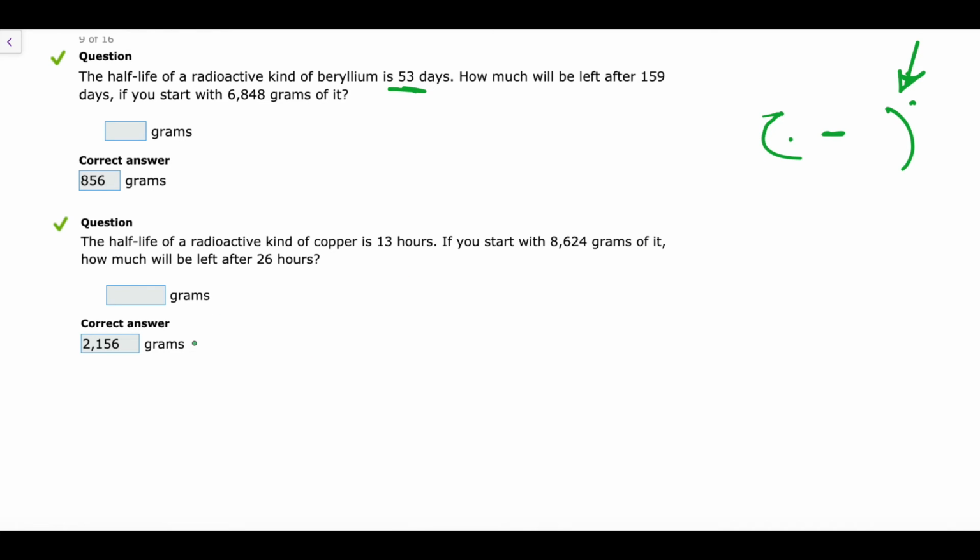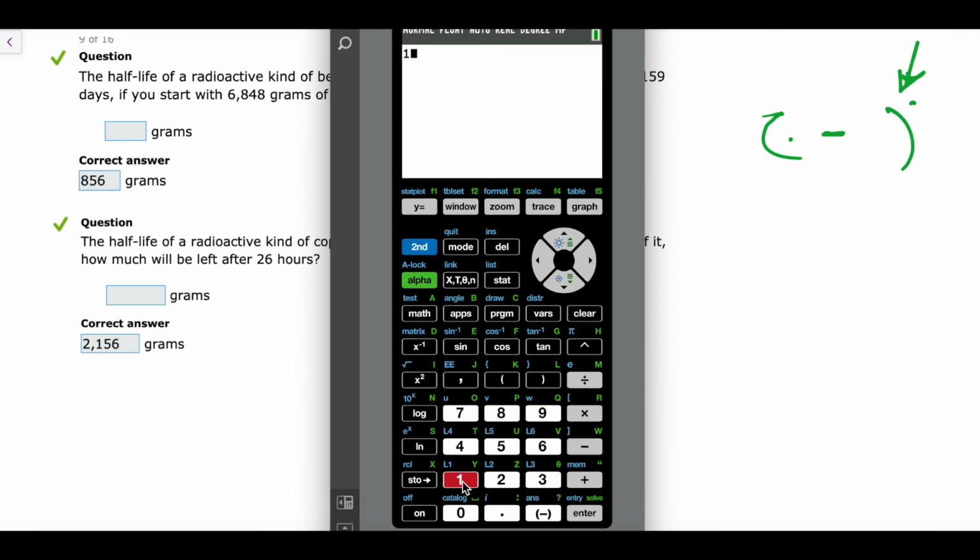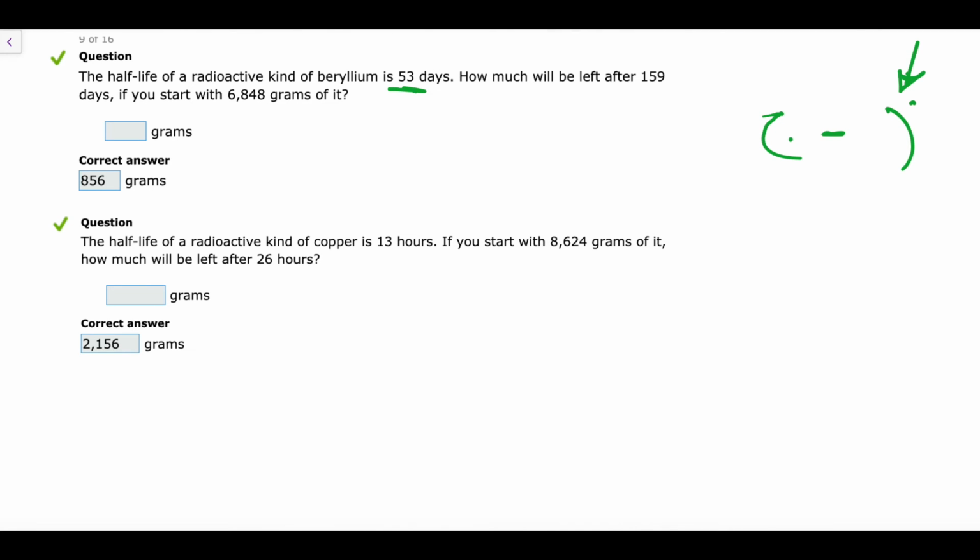Every 53 days, right? How much will be left after 159 days? So how do we figure out the power that goes up high? How many times is 53 going into 159? Perfect. That's it. So 159 divided by 53 is 3. All right, so what's our power? Power is 3. And we know it's decay, so it's 1 minus, right? And it's a half-life problem, so it's 1 minus what?